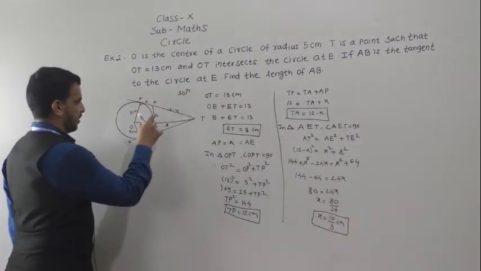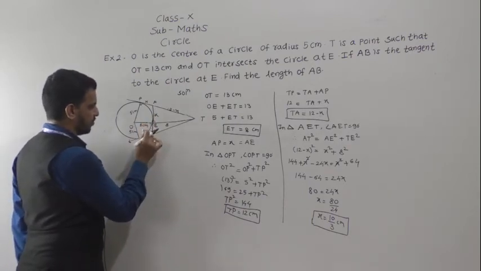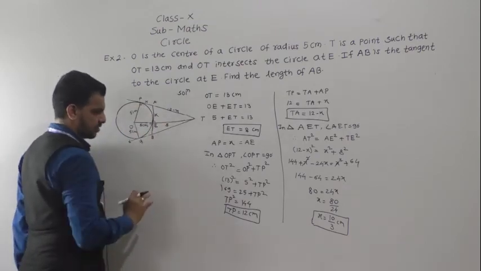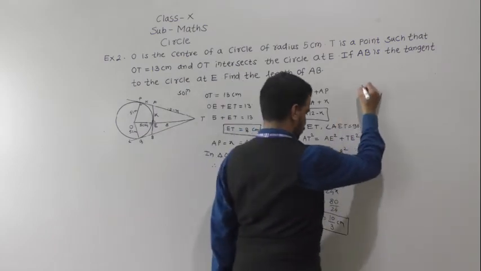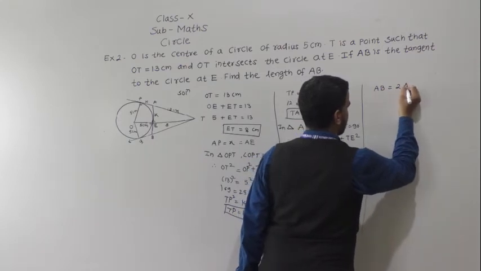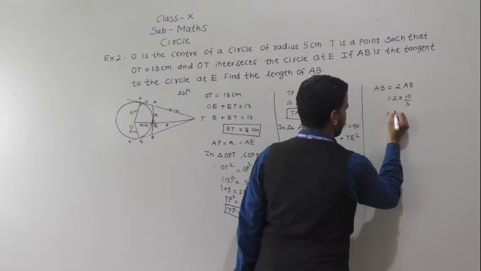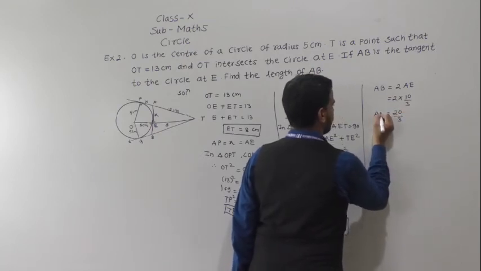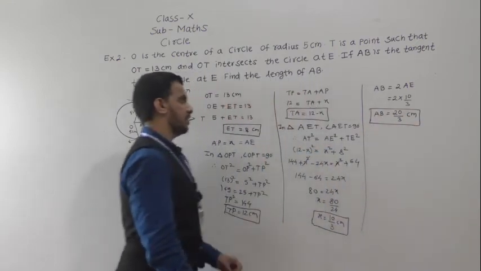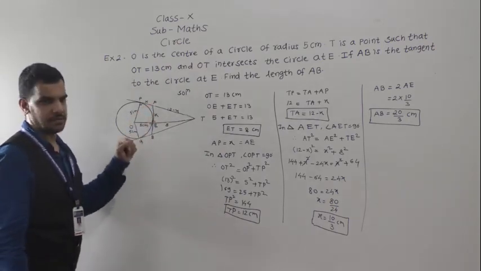So if this is 10 by 3 centimeter, this also we will get same. Because if we use the same procedure here, we will get BE also x, that is 10 by 3 centimeter. So this AB we can write 2 times AE, that is 2 times 10 by 3. So AB length we will get 20 by 3. So AB is equal to 20 by 3 centimeter. So the length of tangent from point E is 20 by 3 centimeter.